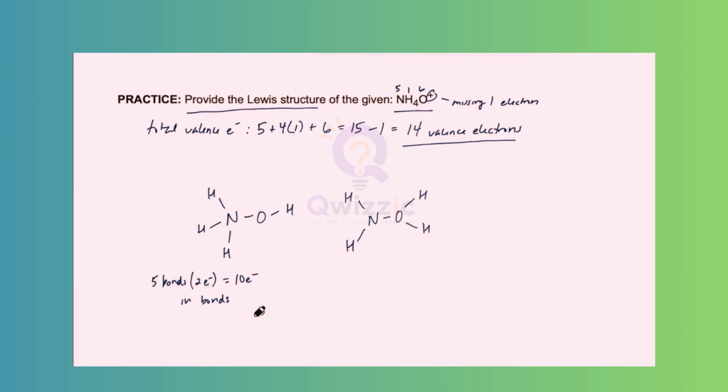And we need a total of 14. So that means we need 4 electrons that are left over. So we'll need 2 lone pairs. Well, nitrogen isn't going to take on any lone pairs. It's already got 4 bonds. But here's our oxygen with 2 bonds, and it's quite happy to take 2 lone pairs to give us our 4 leftover electrons.